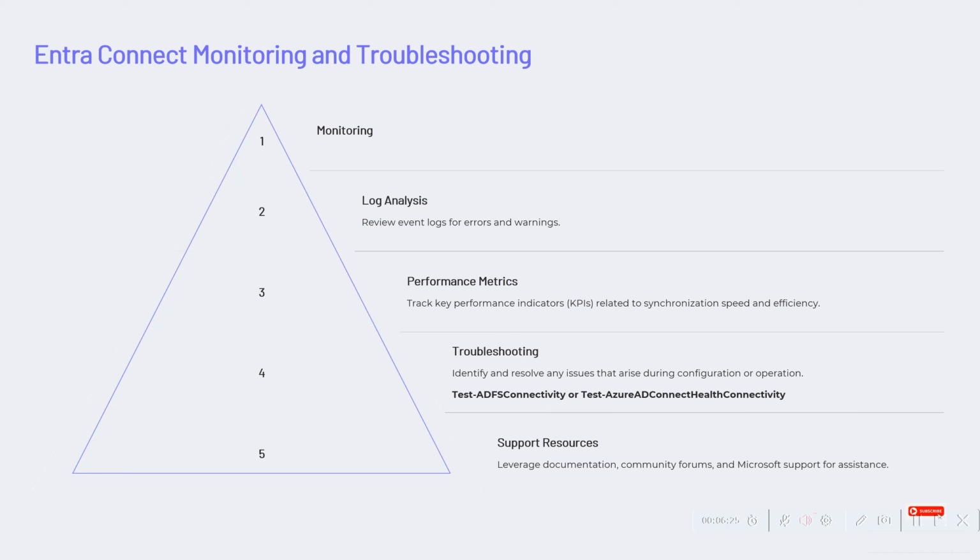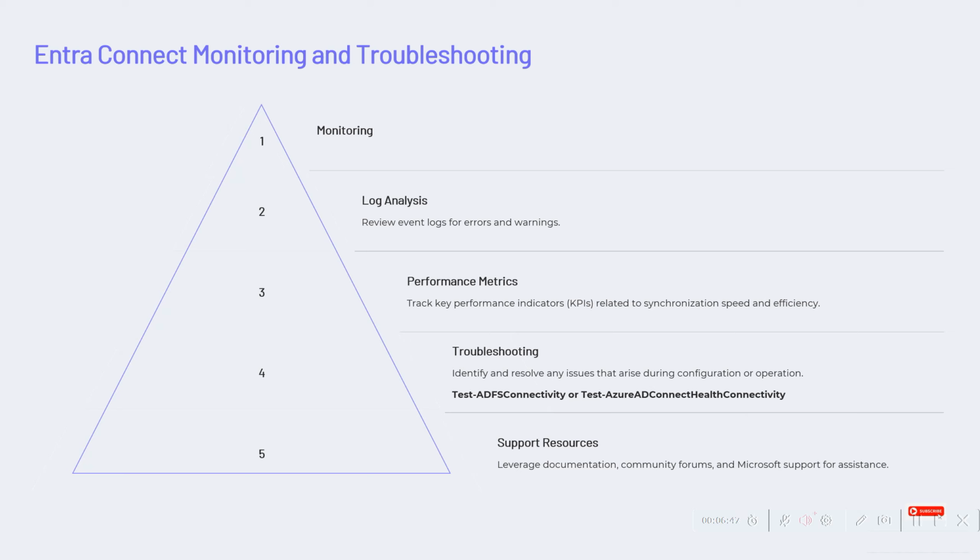Monitoring. One, log analysis. Event logs are crucial for spotting errors or warnings in Entra Connect. We need to pay attention to the Windows Event Viewer, particularly the Microsoft Azure AD Connect logs. Look for any error codes or messages that might indicate misconfigurations or connectivity issues.